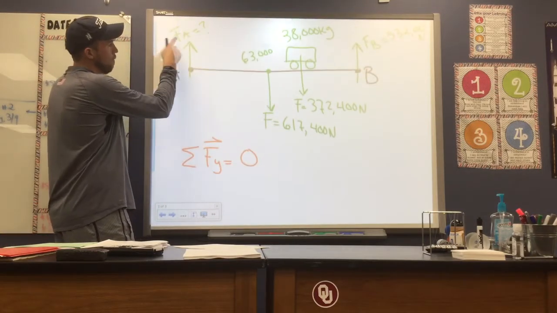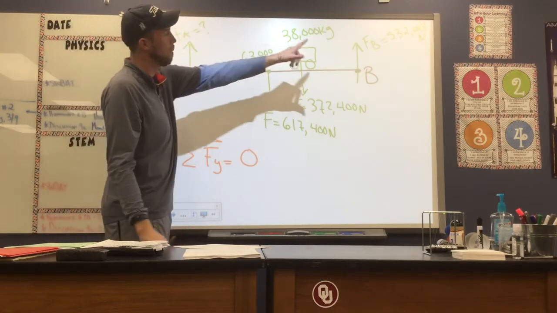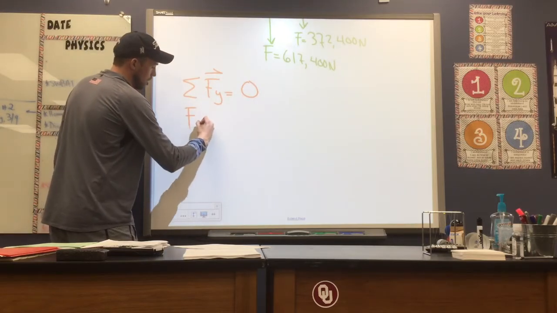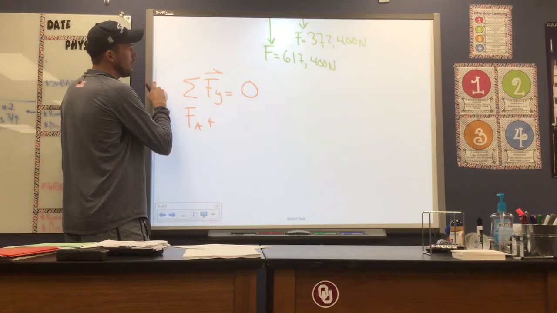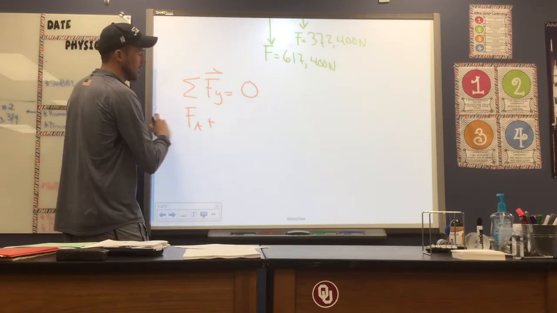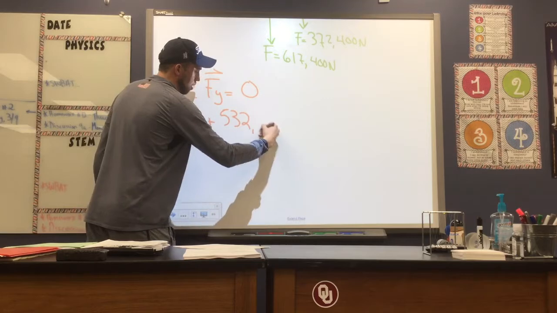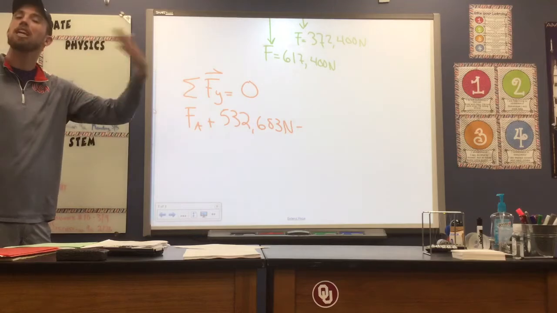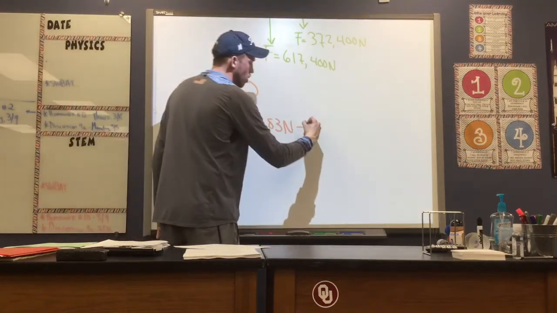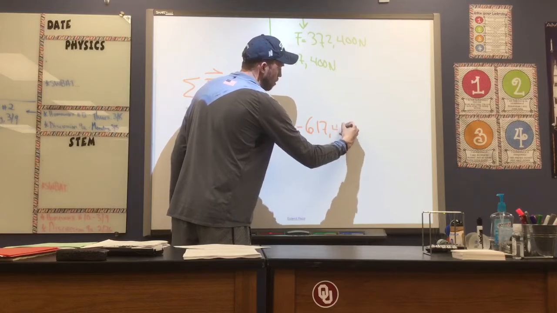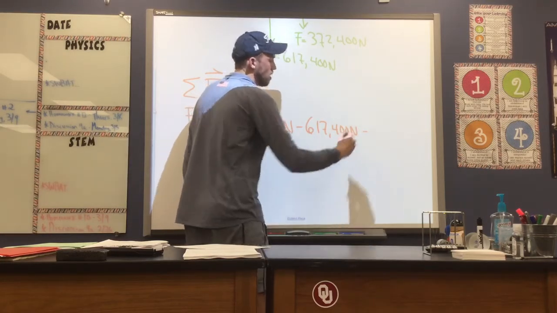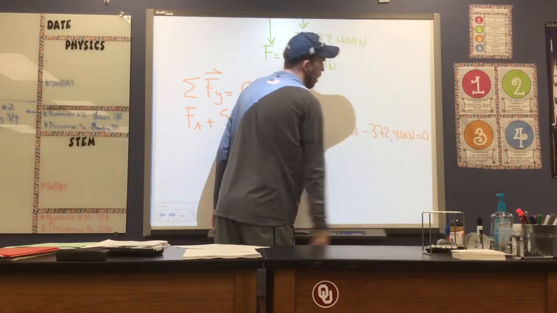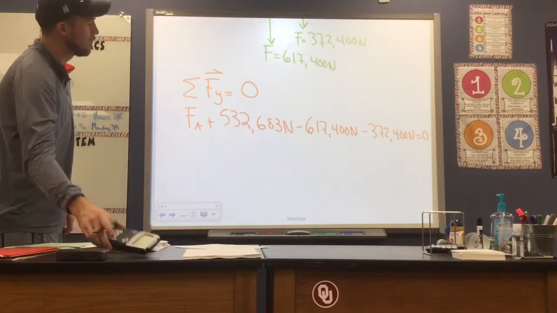If I look up here, I have force A, we would say that's positive, it's going up, and force B, also positive, going up. So we'll say FA plus FB, and we'll plug in our number directly, 532,683. Now we're going to subtract our two forces going downward, because we would say they're negative according to our convention. So minus 617,400 newtons minus 372,400 newtons. And all of those summed up must come out to 0.